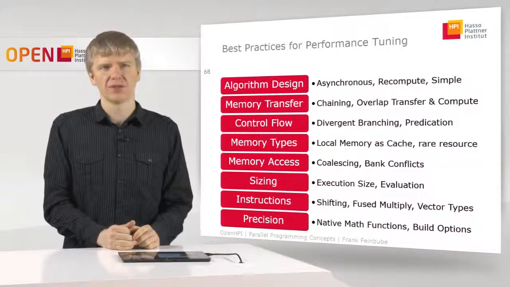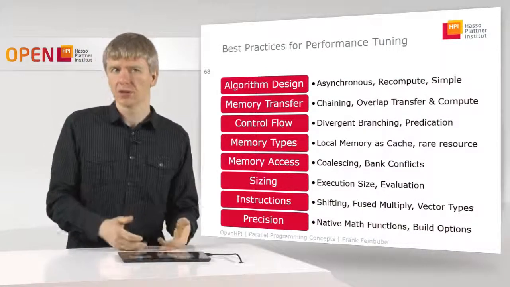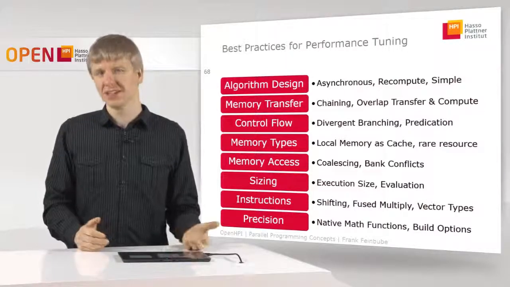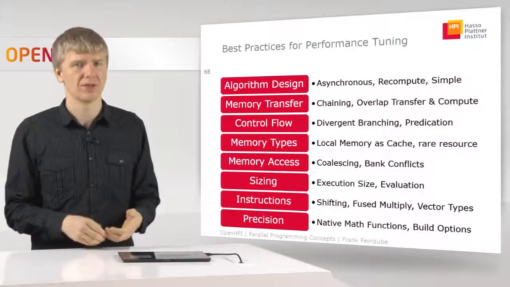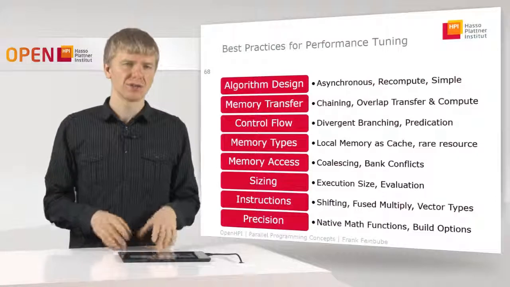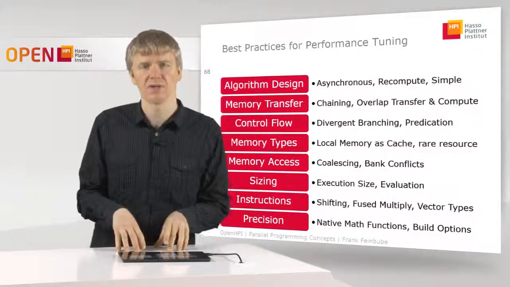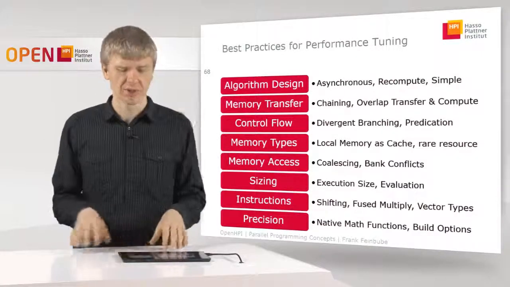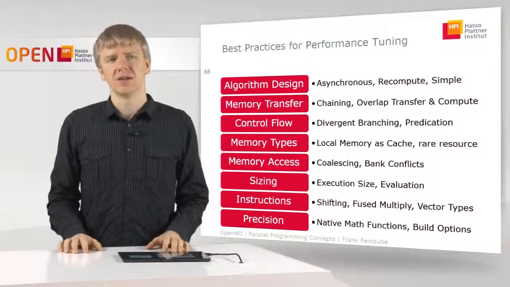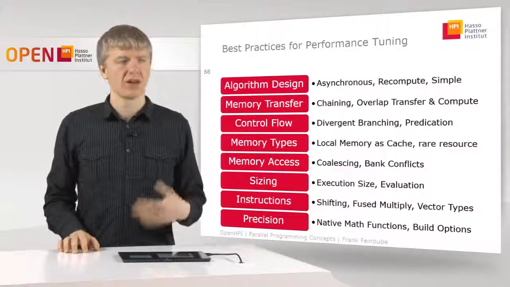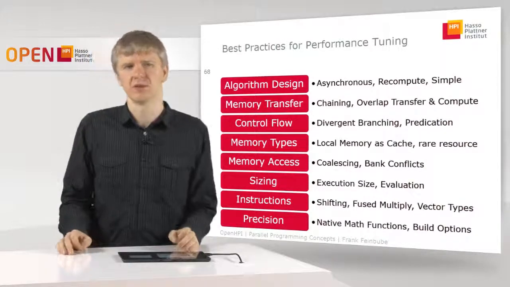Then we learned that there are different memory types. For example, local memory is basically a cache that you can use and manage yourself. You should really make use of this because it's way, way faster than the standard memory of the GPU. And there are a lot of examples of how to use this memory, and it's really not that hard.